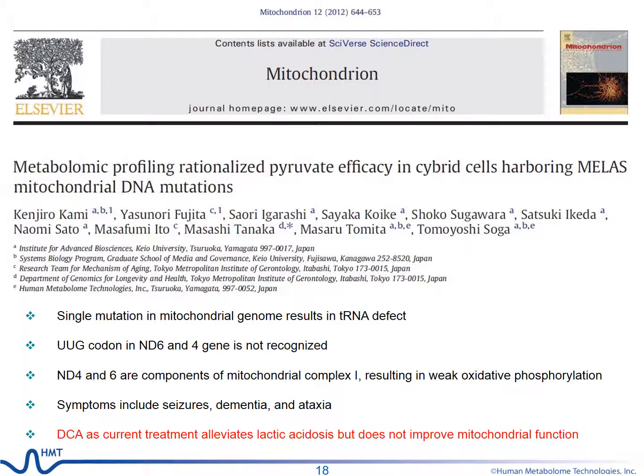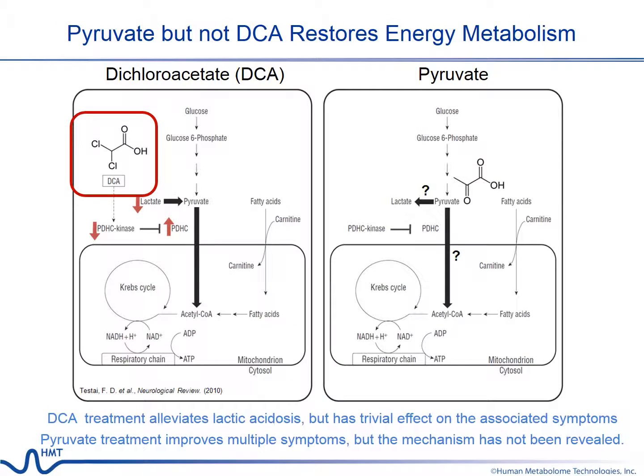Next, I would like to briefly introduce our study on the mitochondrial complex 1 disorder MELAS, or mitochondrial encephalomyopathy, lactic acidosis, and stroke-like episodes, which is caused by a single mutation in a mitochondrially encoded enzyme for complex 1 of the electron transport chain. Patients with MELAS accumulate lactate in their plasma.